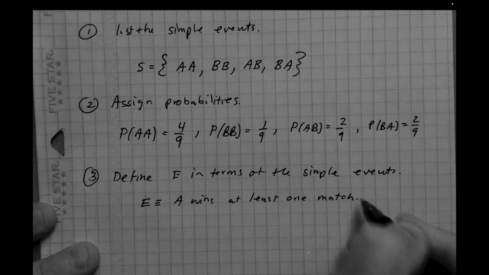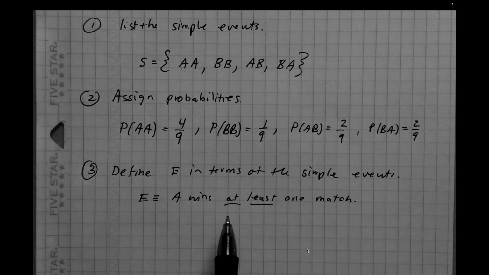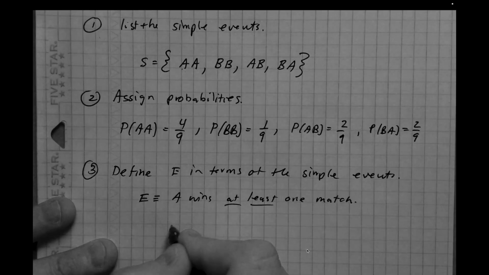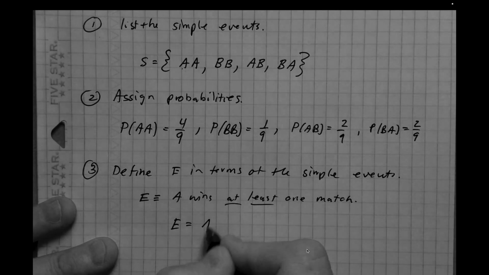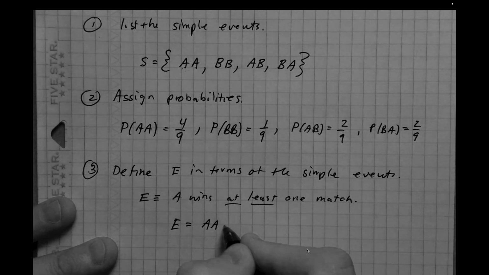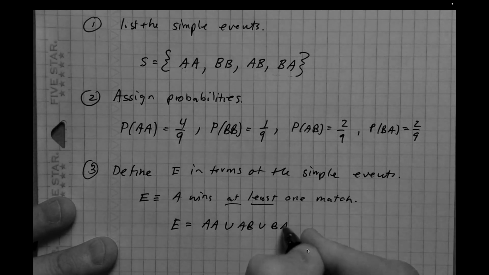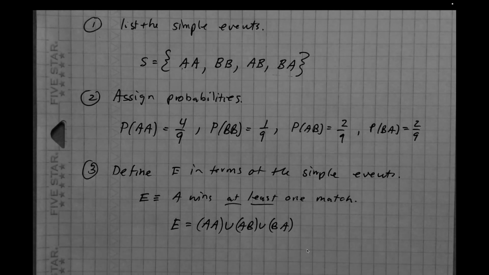And so notice here it says at least, right? So A could win one match or two, at least one though, right? And so what is that definition of E in terms of the simple events? Well, E would just be equal to AA. He could win both matches, that's at least one, or he could win just one of them, AB or BA. Okay, so you've got these three simple events, which the union of is equivalent to event E of interest.